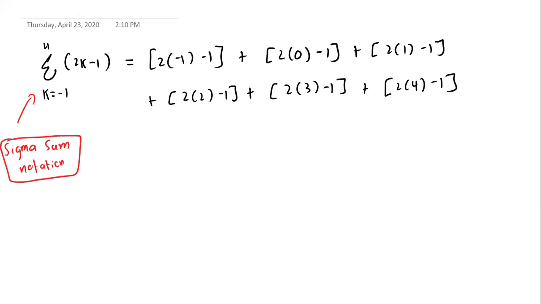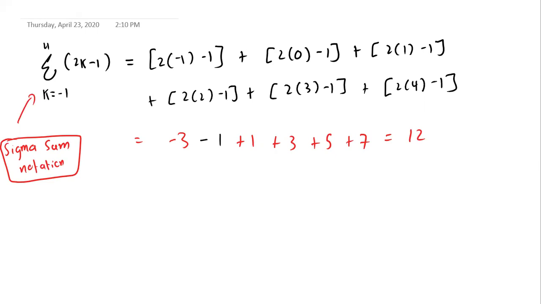Okay. Now we can go ahead and simplify this. We get 2 times -1, that's -2 minus 1 is -3, plus 2 times 0 minus 1, that's -1. So minus 1. 2 times 1 minus 1 is 1, so plus 1. 2 times 2 is 4 minus 1 is 3. 2 times 3 is 6 minus 1 is 5. And then 2 times 4 is 8 minus 1 is 7. Which ends up being -4 plus 4, those cancel, plus 5 plus 7 is 12.